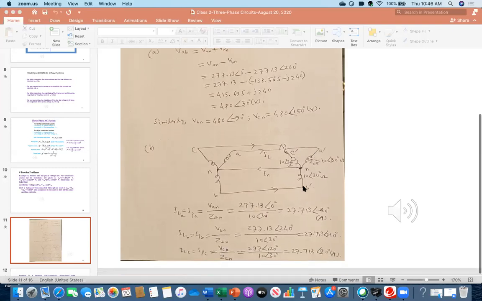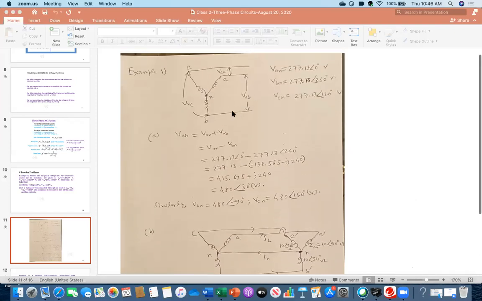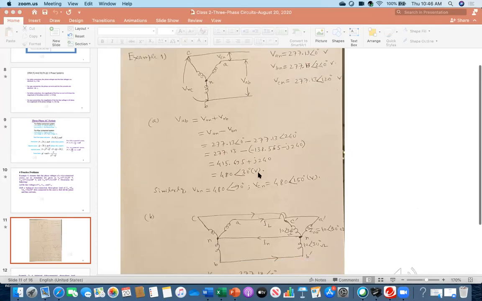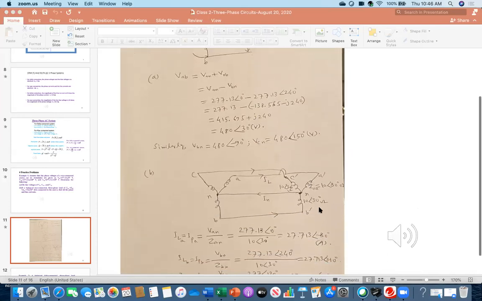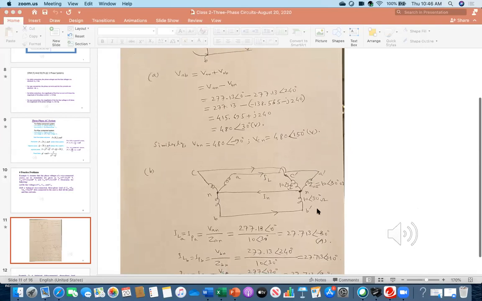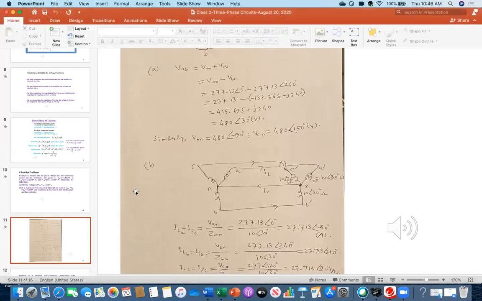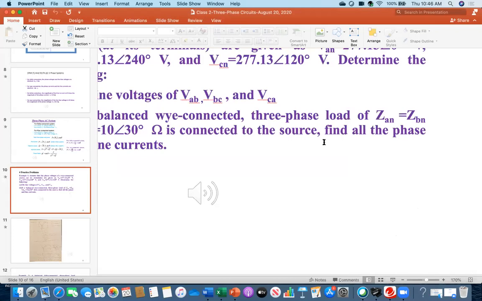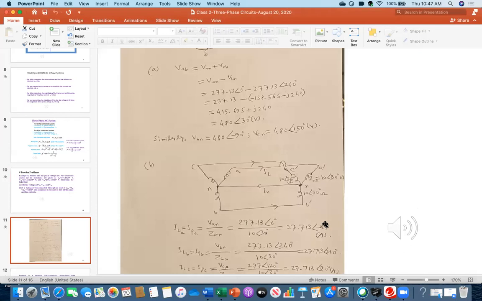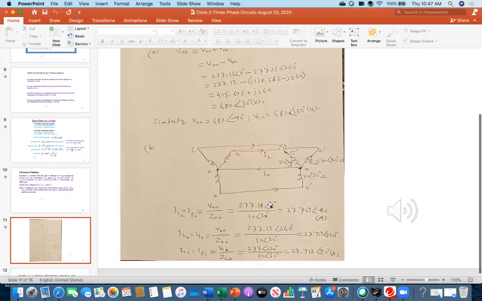Okay, could you follow what I was telling here? The left side is the source, the upper figure that we discussed already. On the right side is the Y connected load. And the question was, see this one, find all the phase and line currents for this case. So therefore, what I am doing is, ILA, IFA, this means line current and phase current are the same.